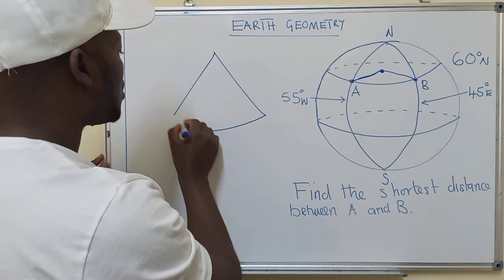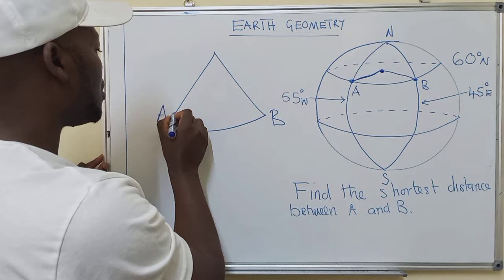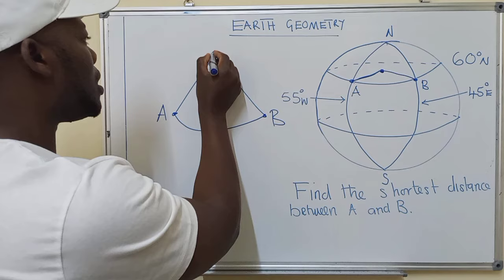It will be a sector. So we have A here and B right here. These are the two points. This is how it is, and the center is right here. So this is what you need to understand.